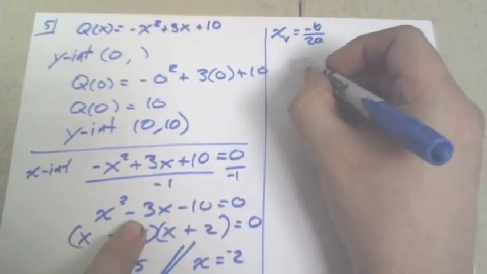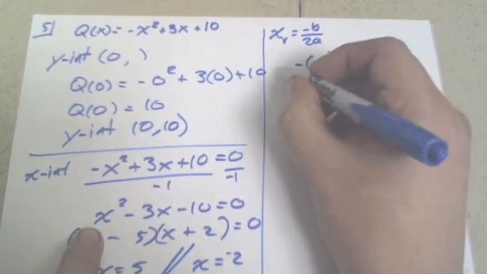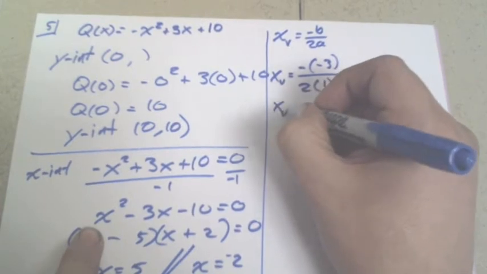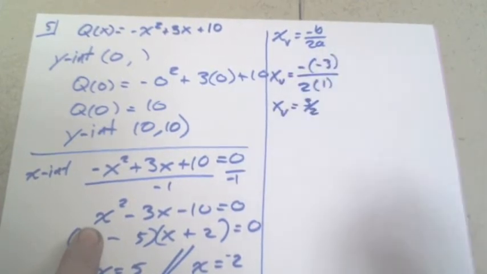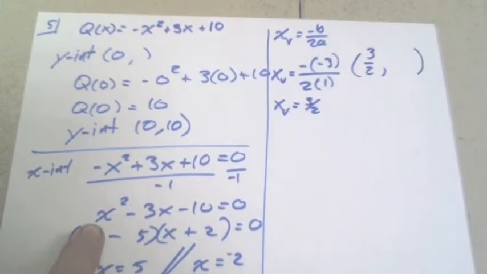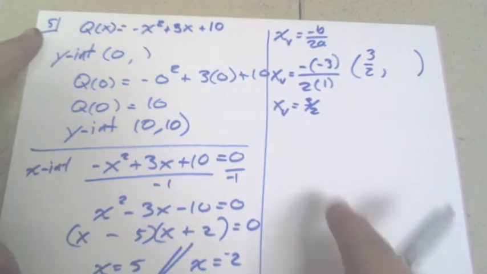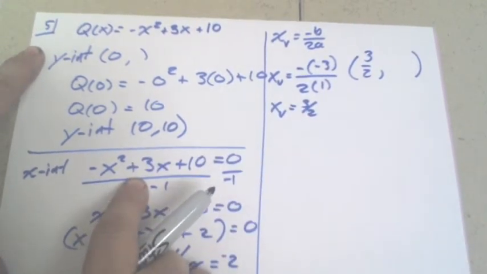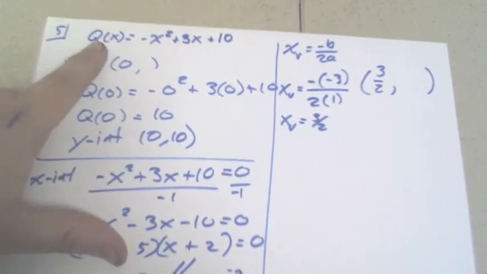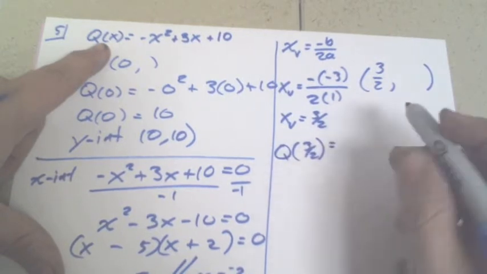Anyway, our b is negative 3, so negative 3 over 2 times our a, which is 1. So the x value of our vertex is going to be at 3/2. Great. That's not our whole vertex. Our vertex should be an ordered pair, 3/2 and something on the y value. If we have an x value and want the corresponding y value, we generally find it by plugging back into the equation. So go back to the original function here and find what q at 3/2 is.